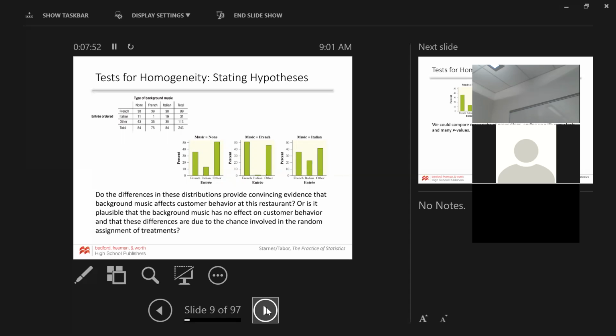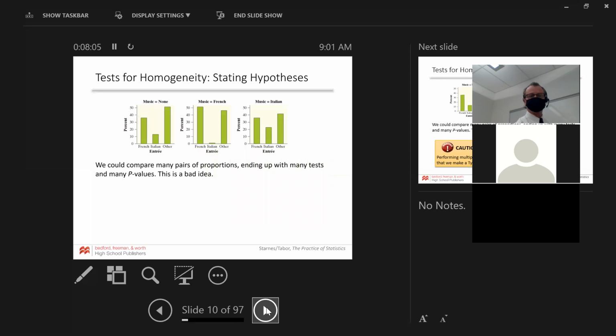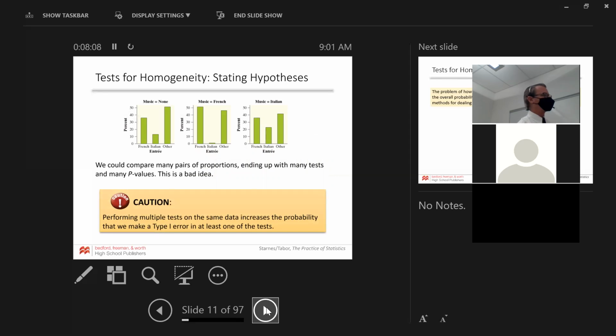So could that be attributed to chance alone, or is there evidence that the music influenced these people when they ordered their meal at this restaurant? So what are we going to do? Well, it's a z-test because it's proportions. It's not the mean numbers. We're not using the mean orders. We're saying what proportion of meals were those choices. What proportion were French? What proportion were Italian? What proportion were others? So we're back to the z-test.